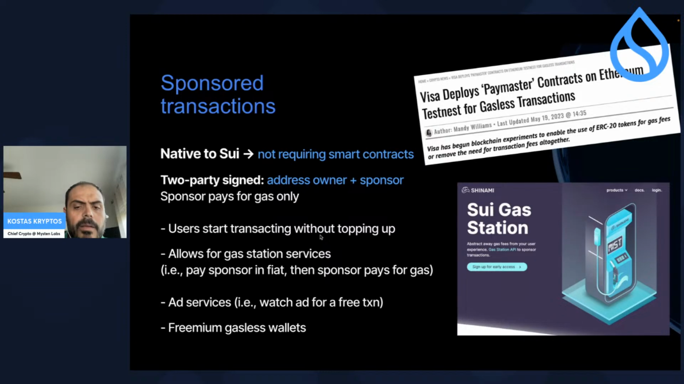And I will tell you why, because now you don't even need to top up your account for gas. You can just go and use a gas station someone is providing. These are all already implemented from Tsunami, for example, here. This also allows the example that Visa did, where you can pay the sponsor in fiat, and then the sponsor pays for your gas. And you can even do ad services and freemium gasless wallets in the future. Imagine wallets where they will tell you, hey, watch a video of 1 minute, or an advertisement, and then I will sponsor all of your transactions for the next hour. These are some useful applications that wallet developers can actually implement.